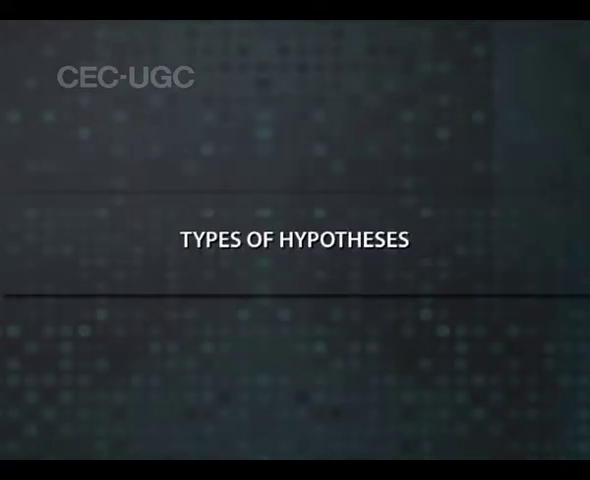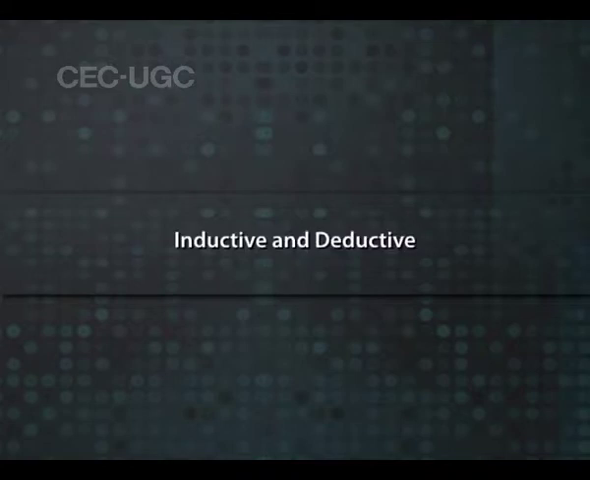Types of hypothesis: inductive and deductive. Inductive hypotheses are formed through inductively reasoning from many specific observations to tentative explanations. Deductive hypotheses are formed through deductively reasoning implications of theory. Research or statistical. Research hypotheses are conjectural statements of the expected results.